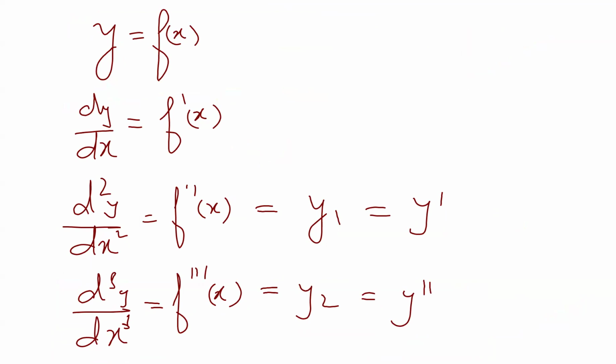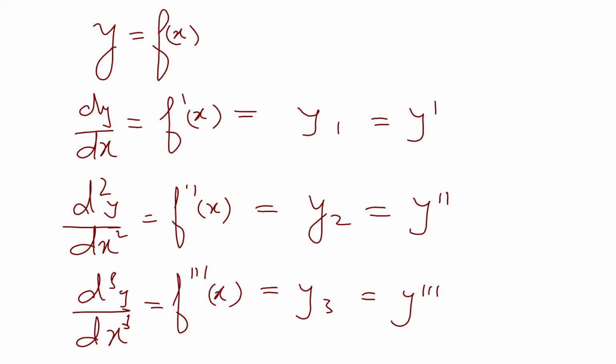Instead of writing d square y by dx square. Oh, sorry. This is y1, I'm sorry for that. This is y2. This is y dash. This is y double dash. This is y triple dash. Okay. So just try and remember these notations as well.